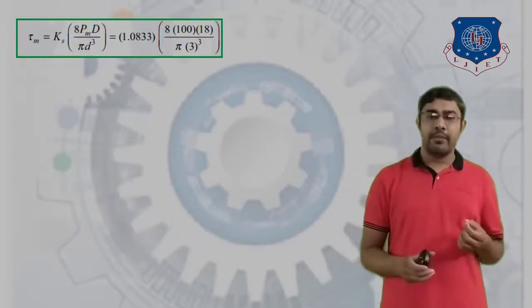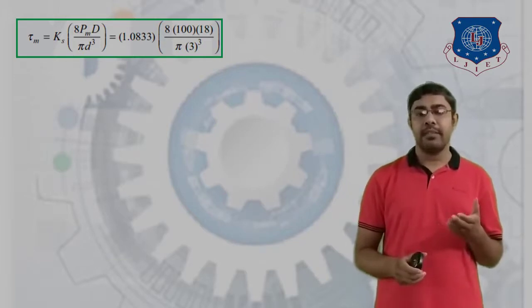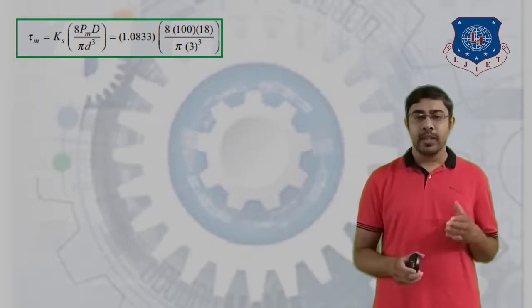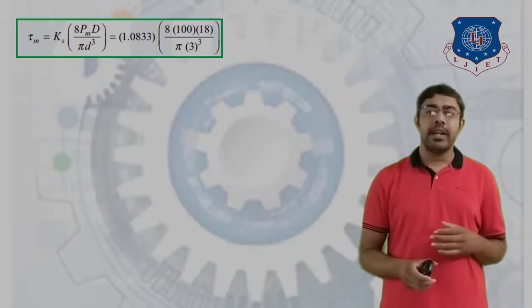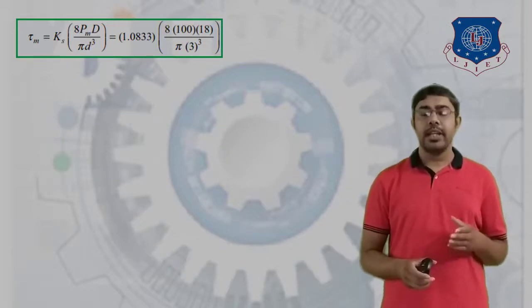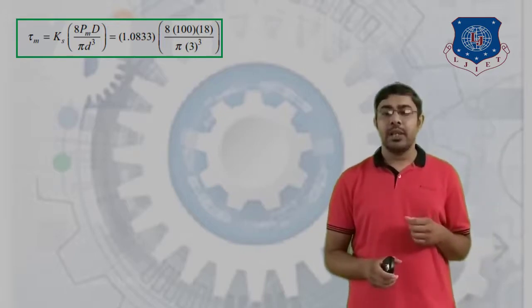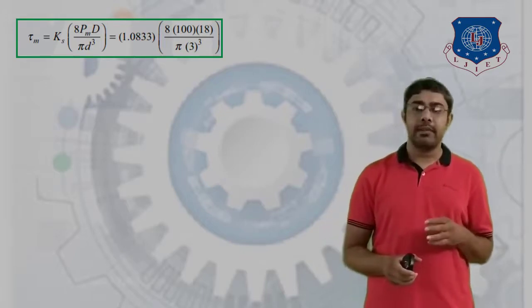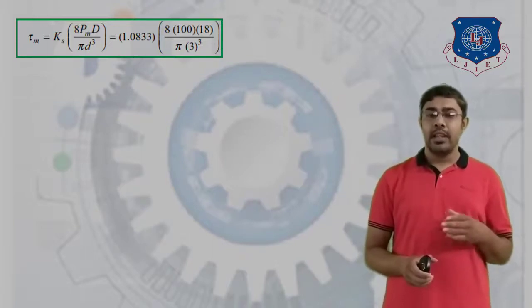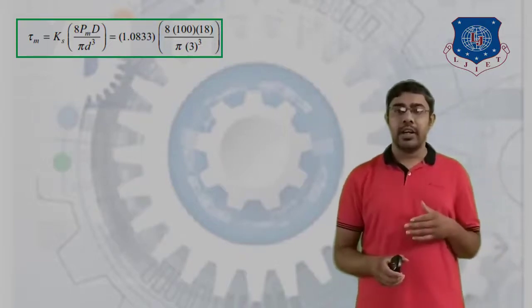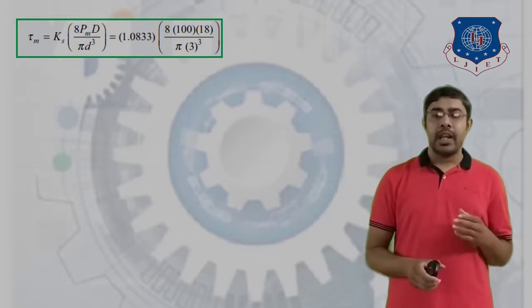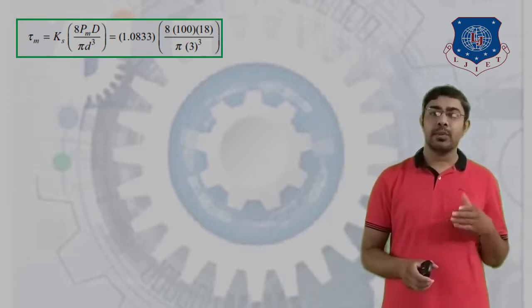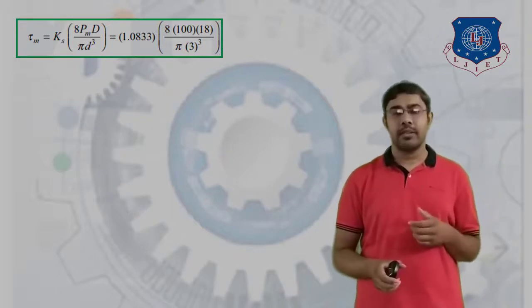So next is tau m. Tau m is the mean shear stress, and we know the formula of tau m, that is equal to Ks into 8 into Pm into capital D divided by pi d cube. Here we have to place the Ks value 1.0833, which was calculated in the previous line, and Pm we calculated as 100, and capital D is given in our problem, that is 18 mm, and pi into small d cube. Small d is also given in our problem, and that is equal to 3 mm.